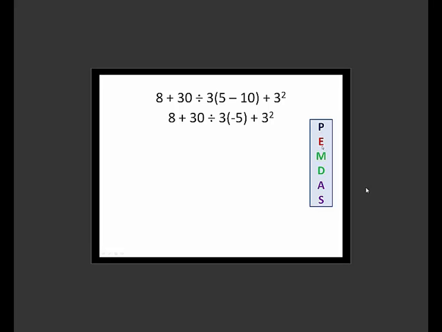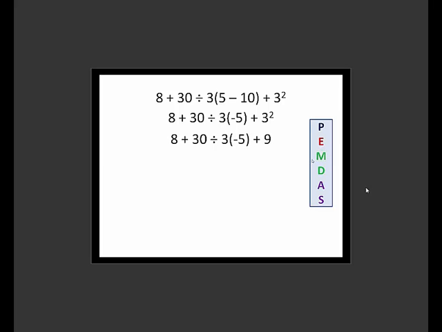Second is exponents, and we do have one over there at the end. We have 3 to the second power. This 2 is telling us that we have 2 factors of 3, so we take 3 times 3 and we get 9. And everything else that was not touched is still there. So we've done the first 2 steps.